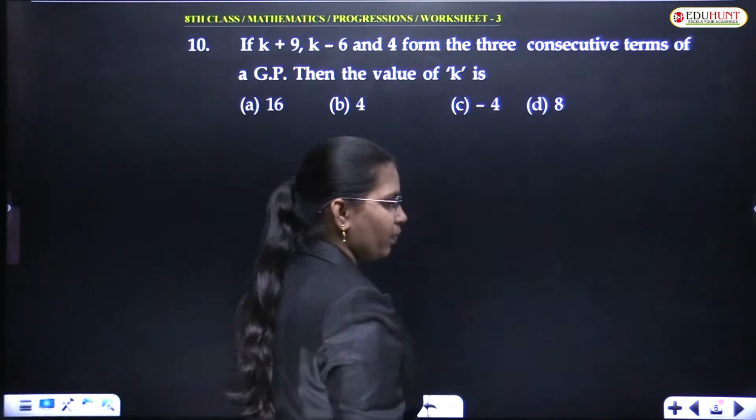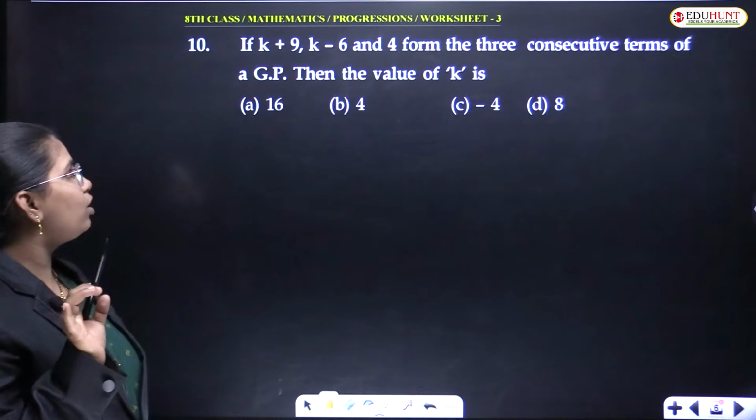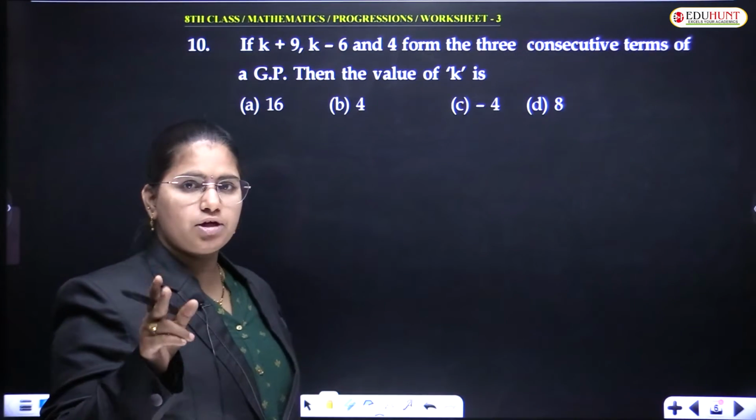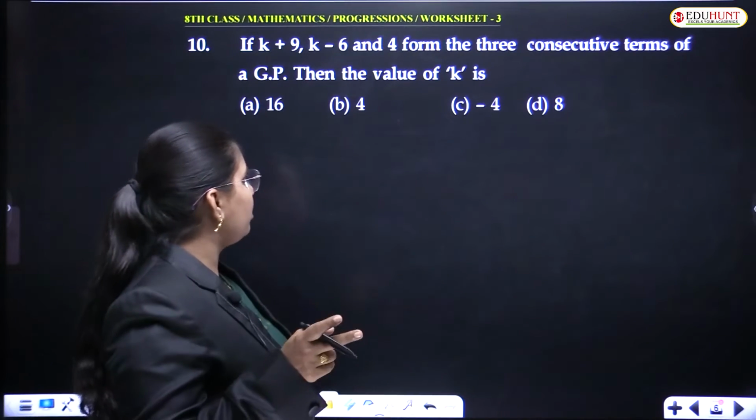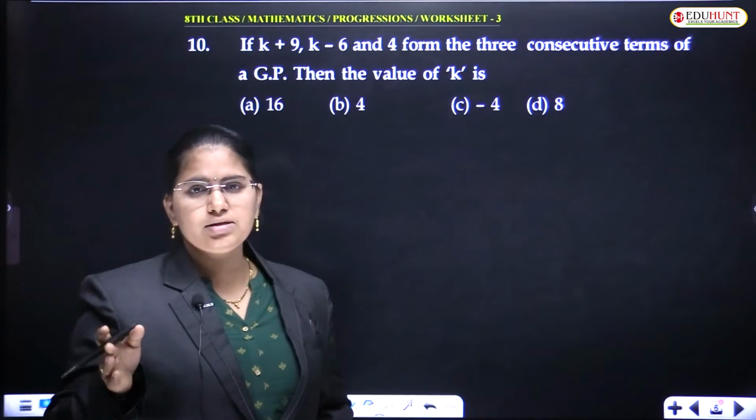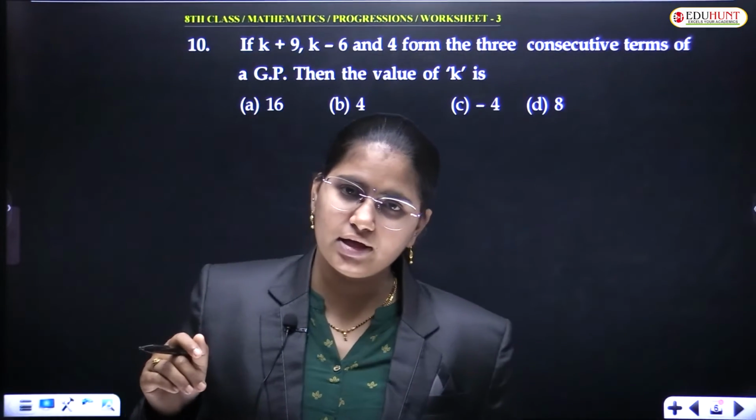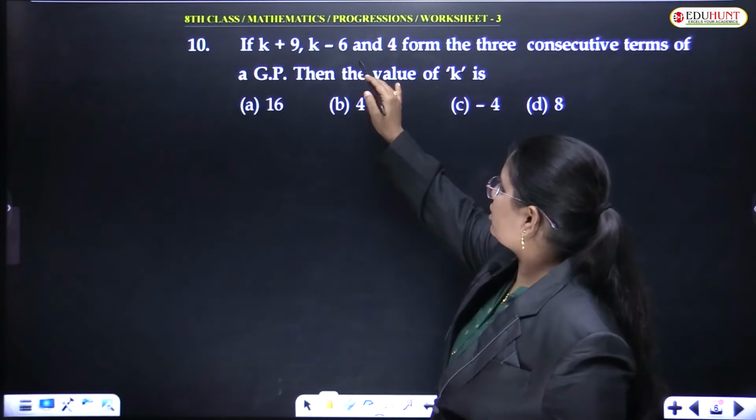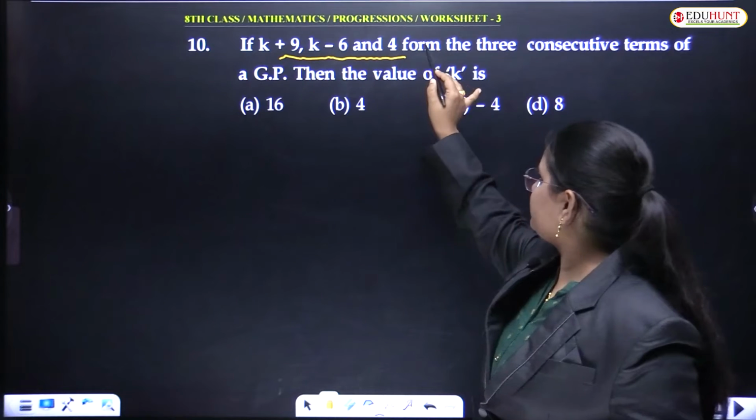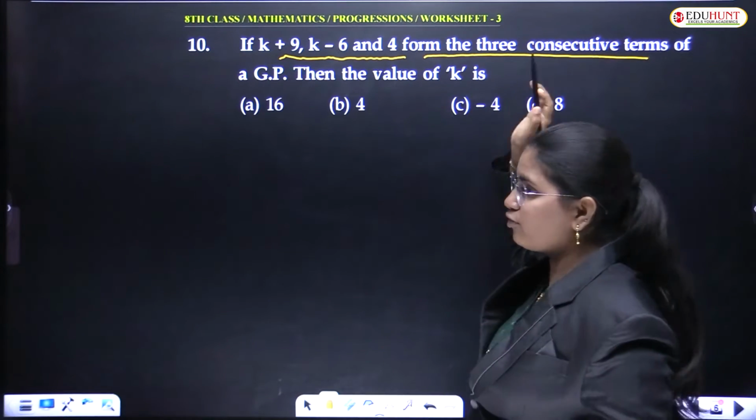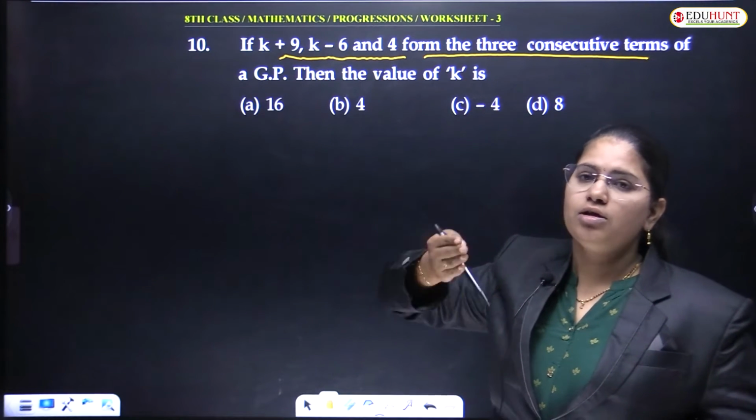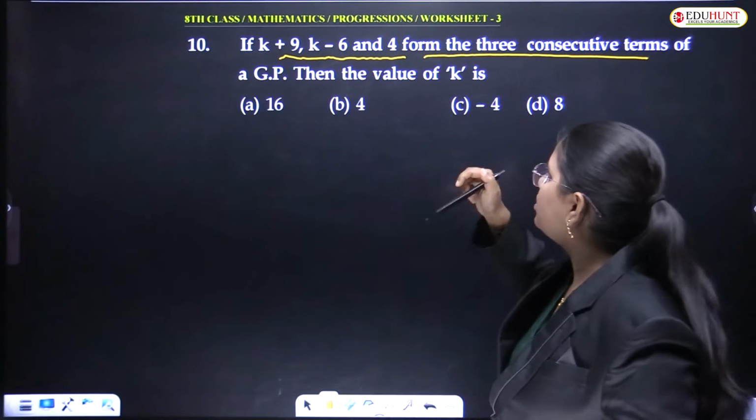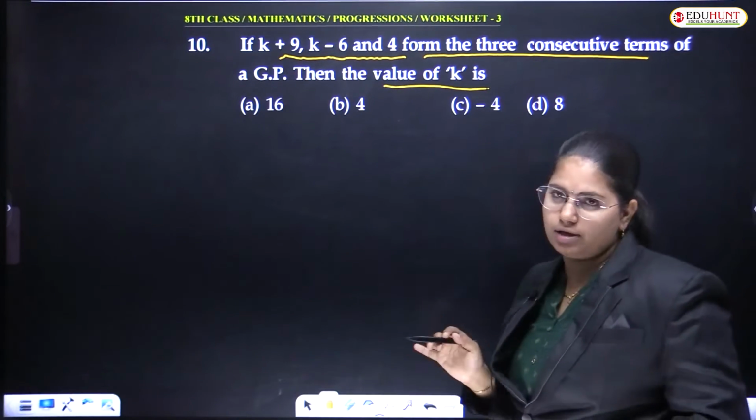Question number 10. If k plus 9, k minus 6 and 4 form the three consecutive terms of a GP, then the value of k is dash. What you need to find out is, given these three terms form three consecutive terms, one after another, three continuous terms in a GP, then the value of k is.